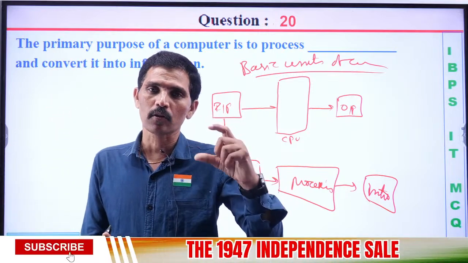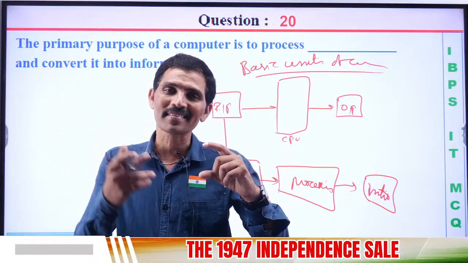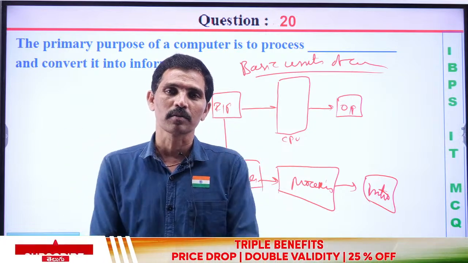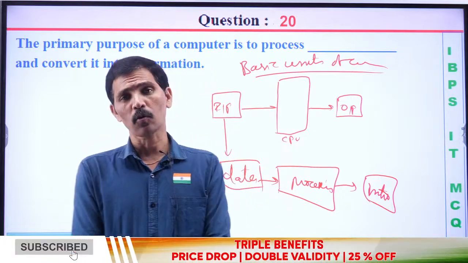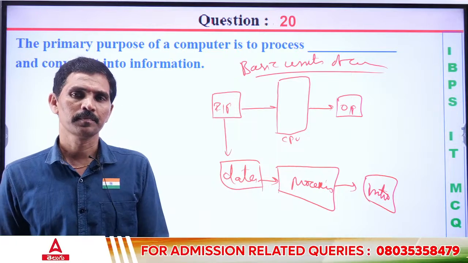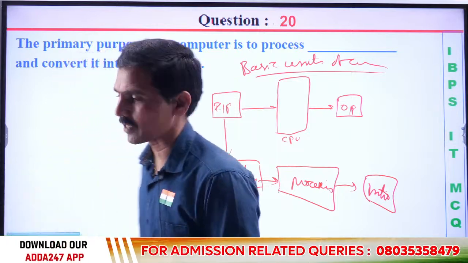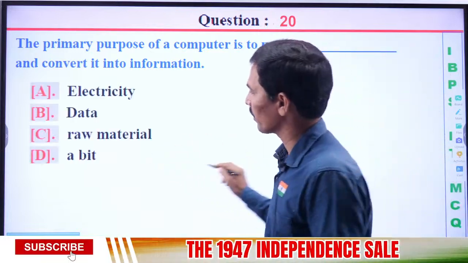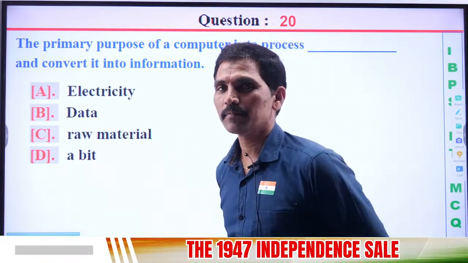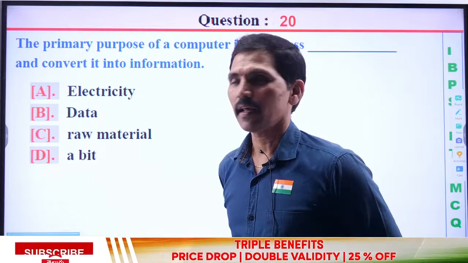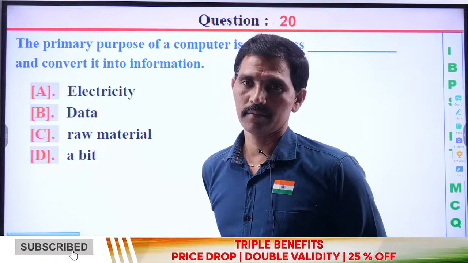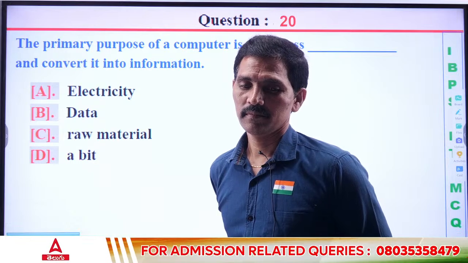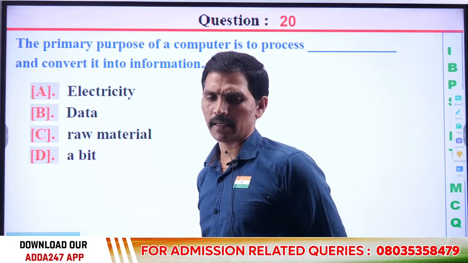When you are reading that particular topic, how many questions they are asking on that topic, you must be in a position to answer. Most 90% above questions you can answer easily. Okay, now I will check the answer. Here the options they have given are electricity, data, raw material, a bit. Data, files and tables, Akila.